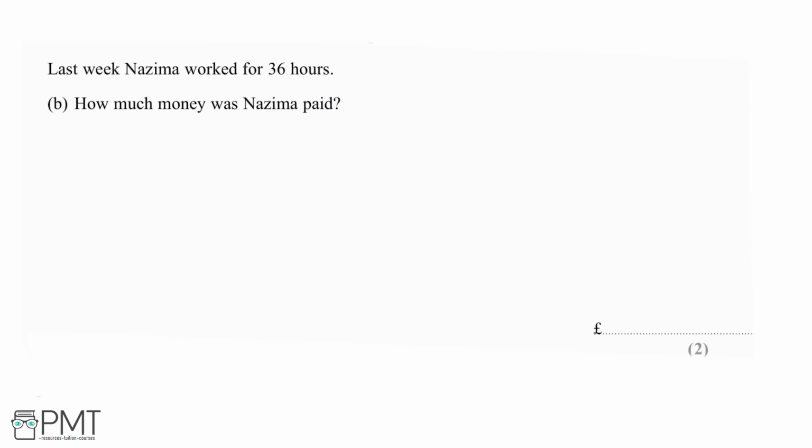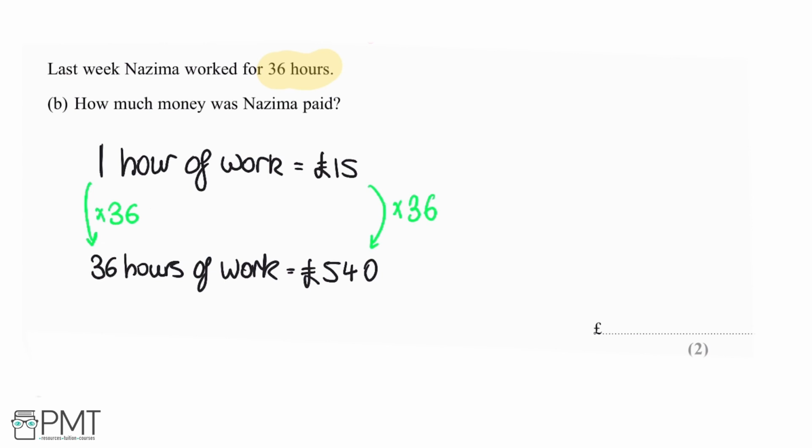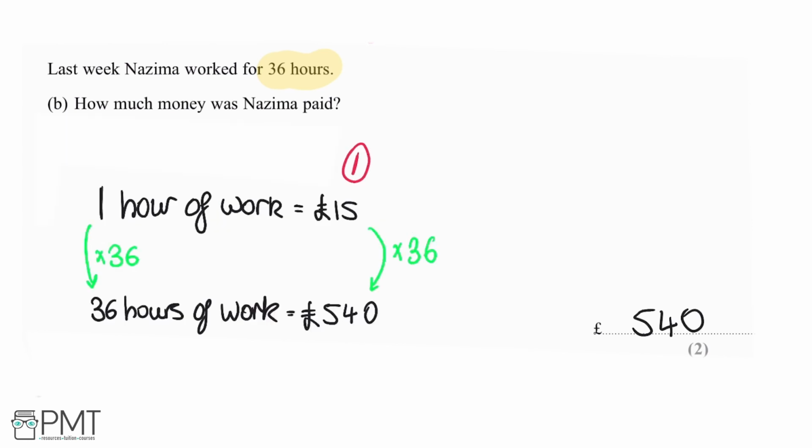Part B says Nazima worked for 36 hours. So we need to work out how much she was paid. In the previous part, we worked out that 1 hour of work is equal to £15. So for 36 hours, if we multiply this side by 36, we're going to get 36 hours of work. Essentially, we're just scaling it up. So I can do this to the other side as well. I'm going to multiply by 36, which gives 540. So now it says that 36 hours of work is £540, which is the correct answer. Okay, so we got our first mark here for our working out, and our second mark for the correct answer.